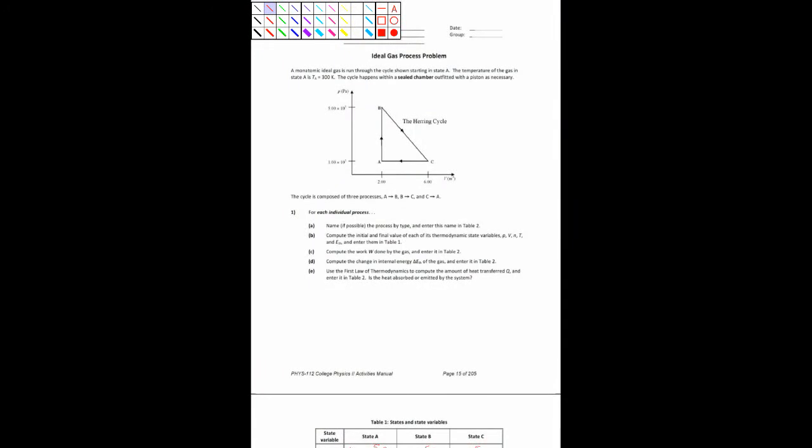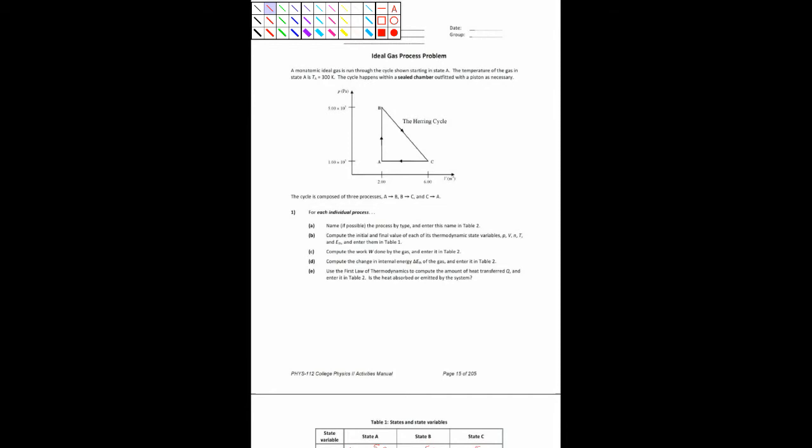Okay, this is a short video on the ideal gas process problem that we did in workshop the other day, and we didn't get quite through it, so I thought I would go through the solution to all the problems and give a bit more of an explanation for you guys. So the problem is the following.